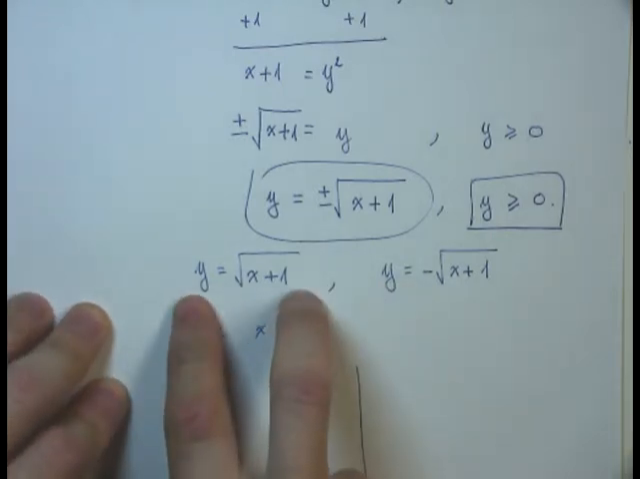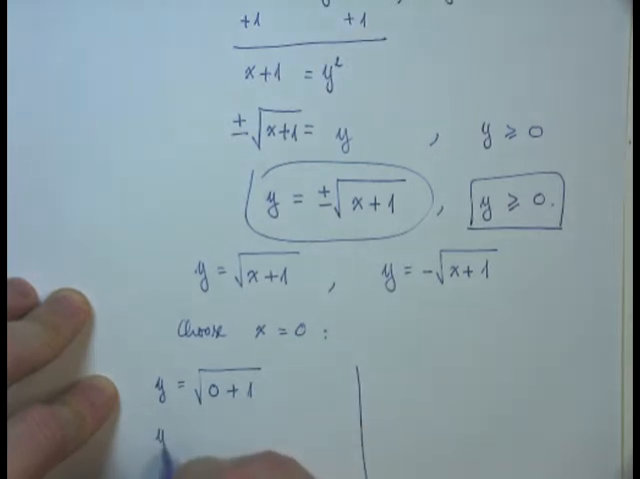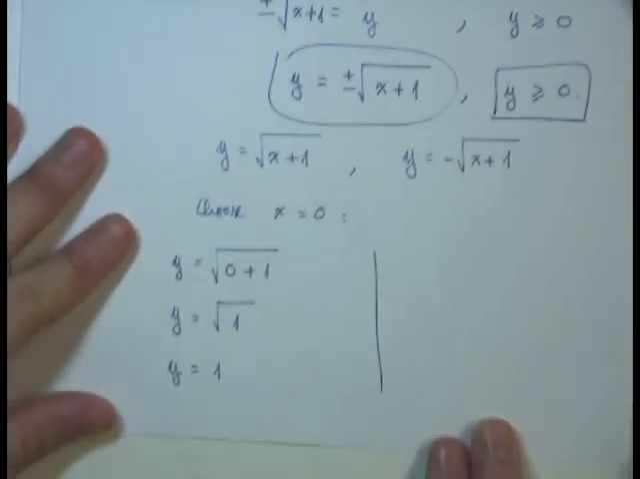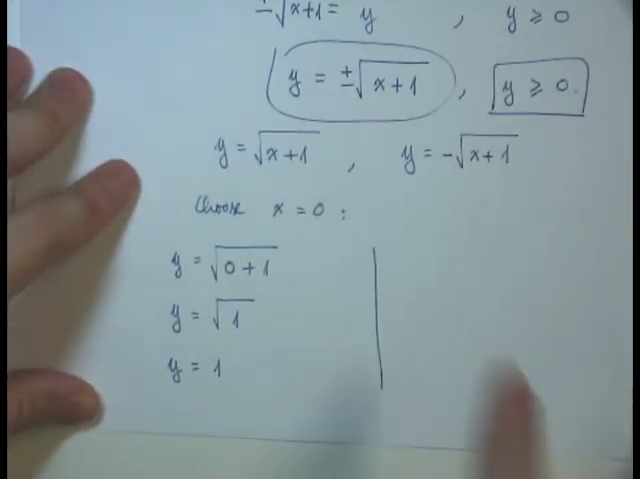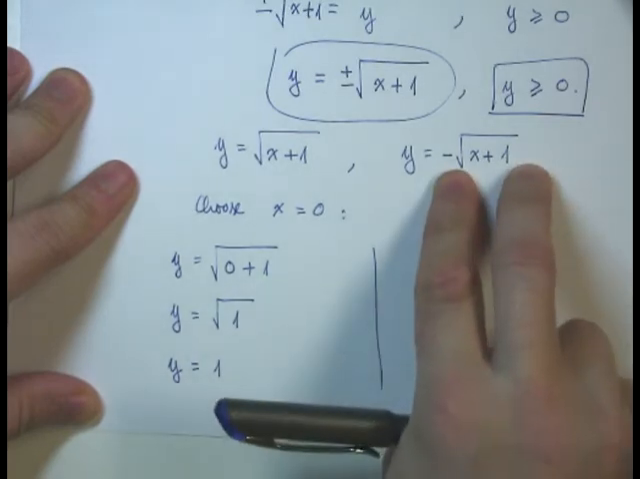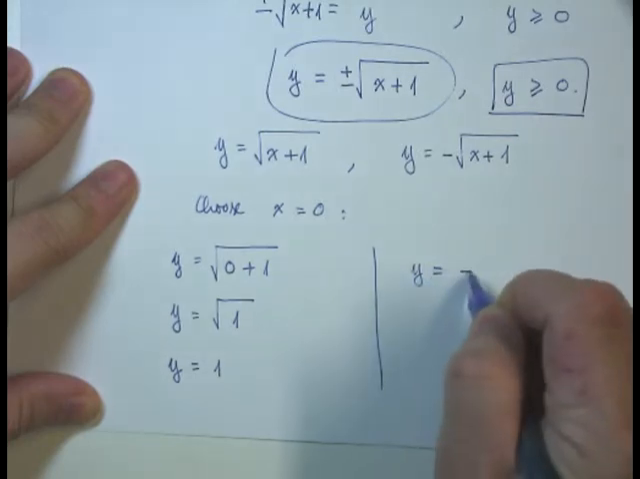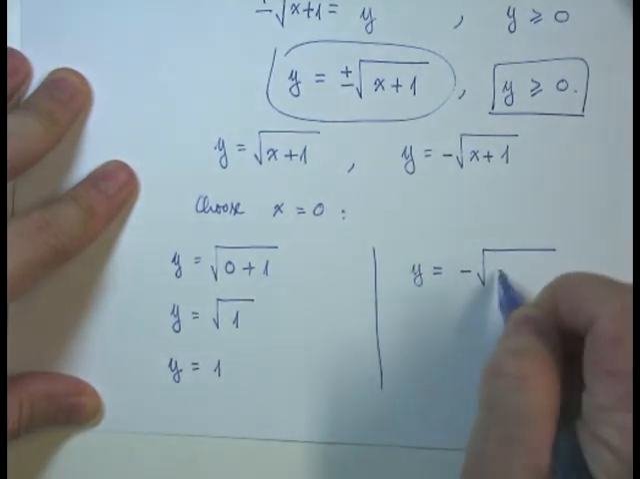On this left side, I'm going to have y equals positive square root of 0 plus 1. And that gives me y equals positive square root of 1, which gives me y equals positive 1, because square root of 1 is 1. So that's what I have so far. Now on the other hand side, I'm going to do the exact same thing, but using the different expression. So here I have y equals minus square root of 0 plus 1.